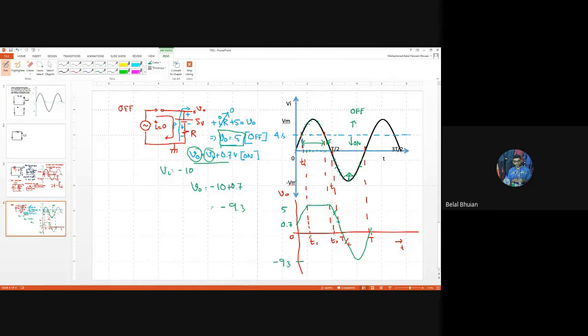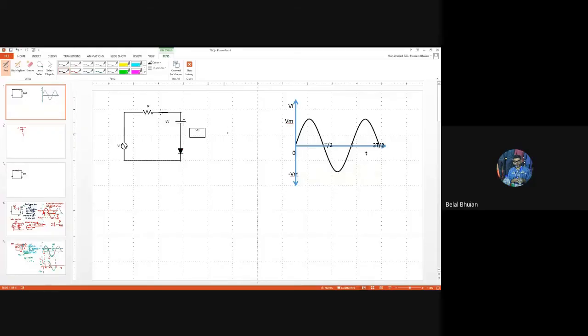Okay, so that is our result. So you see what has happened? The part of the signal has been clipped, chopped off, and the signal level has been shifted up. All right. Let's say this is the problem we want to solve.